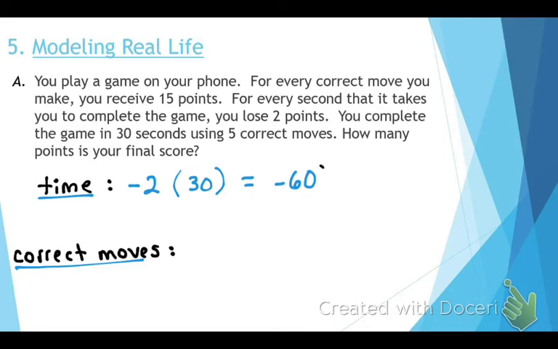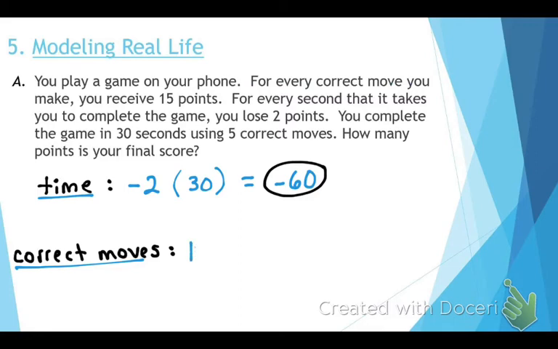So I want us to circle negative 60. We're not going to box it. Boxing tells me that's my final answer. But I do know I need to remember I lost 60 points because of how long it took me. Let's talk about the correct moves. If I have correct moves, I can gain some points. How many points do I get for every correct move? 15. Okay, so it says right here, for every correct move you make, you receive 15 points.